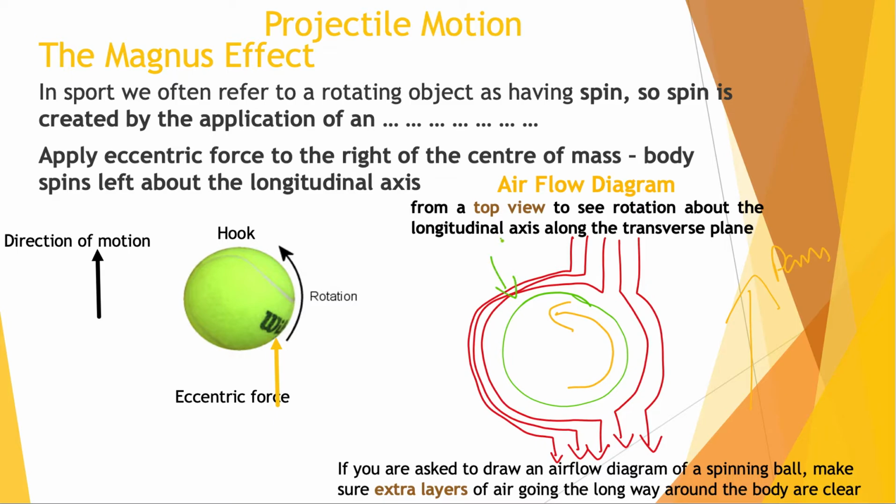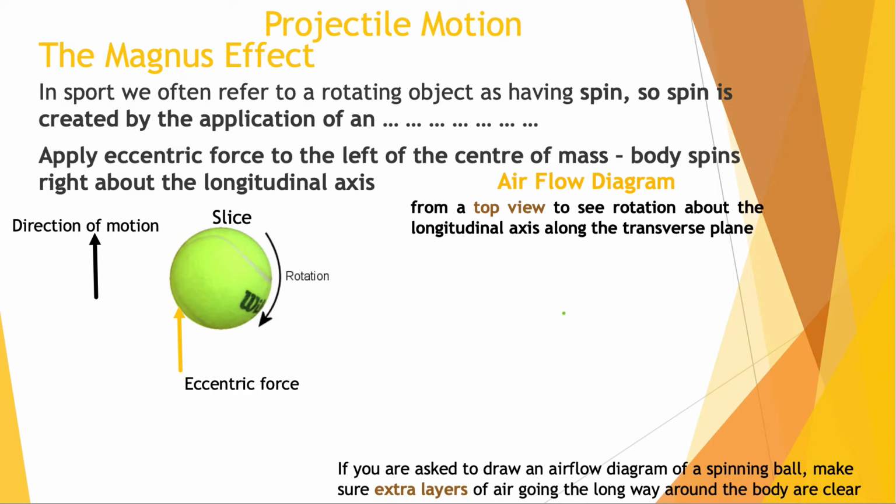I've got high velocity, low pressure, low velocity, high pressure. This is causing now a pressure gradient, high to low, and it's going to cause Magnus force in this direction, and this is what pulls and causes that ball to deviate with a hook, deviate off to the left.